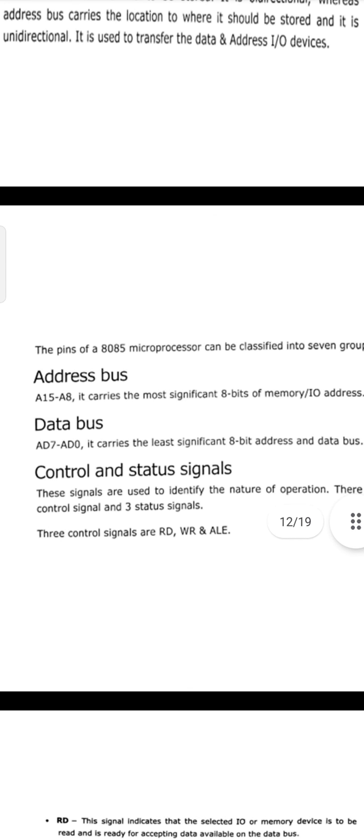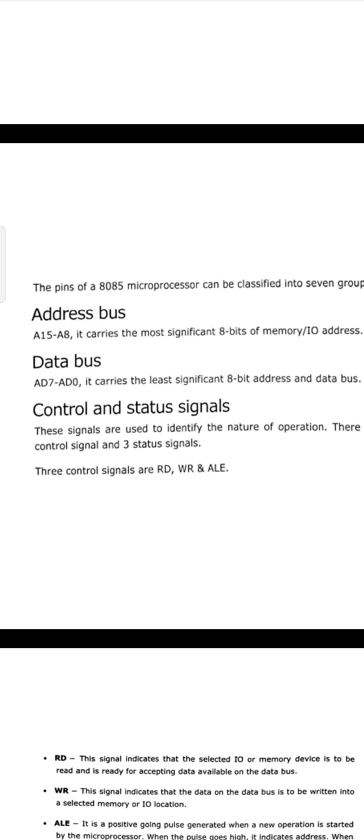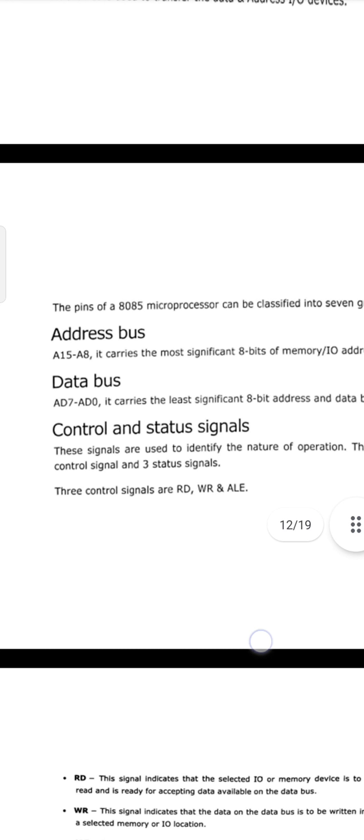The address bus is defined from A15 to A8, which carries the MSB 8 bits of the memory input-output address. And the data bus is defined on the pins from AD7 to AD0, which carries the least significant 8-bit address and data bus.